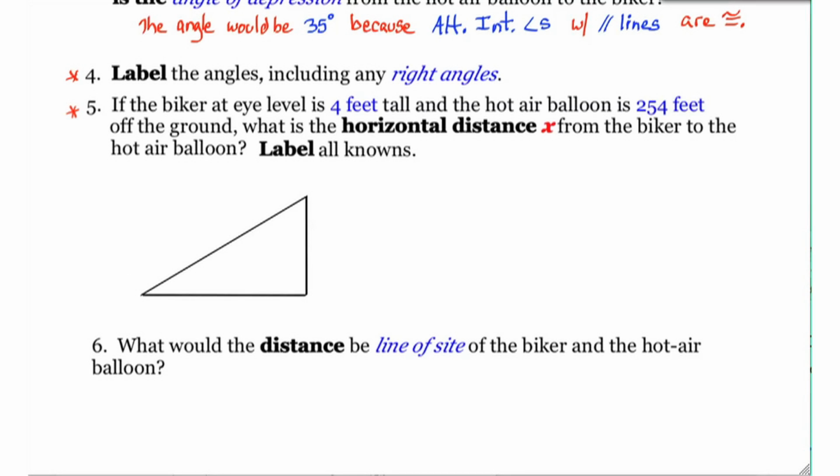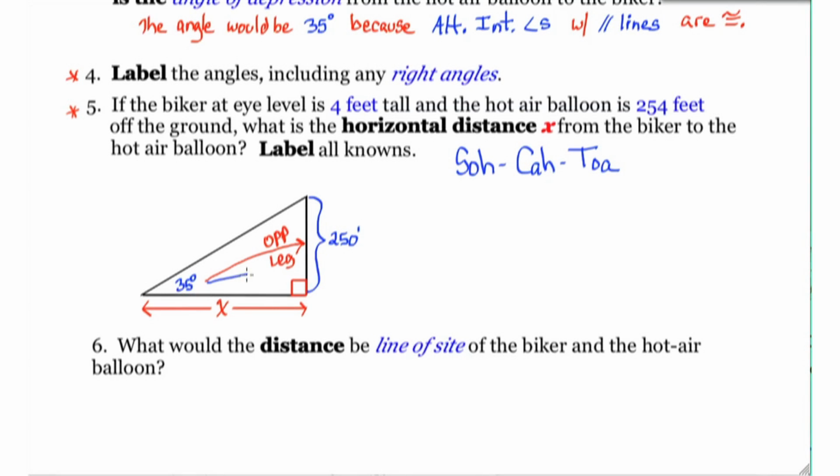We've got a right triangle with a 35-degree angle. The opposite side is 250 feet, and the adjacent side is x. So I can use SOHCAHTOA, my trig functions, in order to solve for the unknown side. So since we know the opposite leg and we're looking for the adjacent leg, why don't we use tangent? Because tangent equals opposite over adjacent. So tangent 35 equals 250 over x.